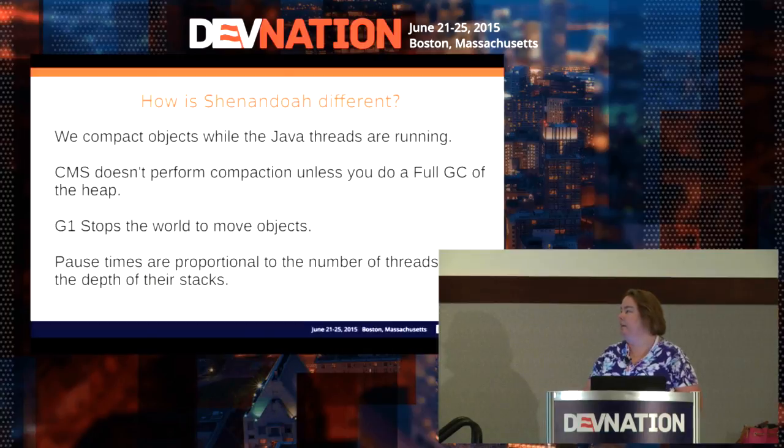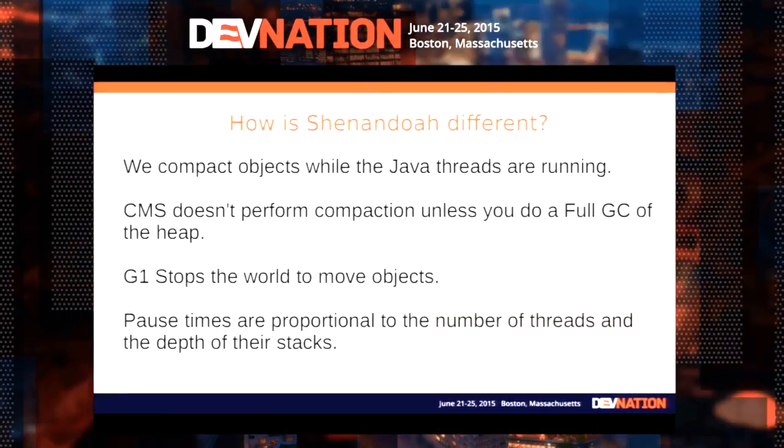So how is Shenandoah different? We compact the objects while the Java threads are running. CMS doesn't perform compaction unless you do a full GC. G1 stops the world to move objects. We move them while the Java threads are running. And our pause times are proportional to the number of threads and the depth of their stacks, as opposed to being proportional to the amount of live data that has to be copied during the GC pause.